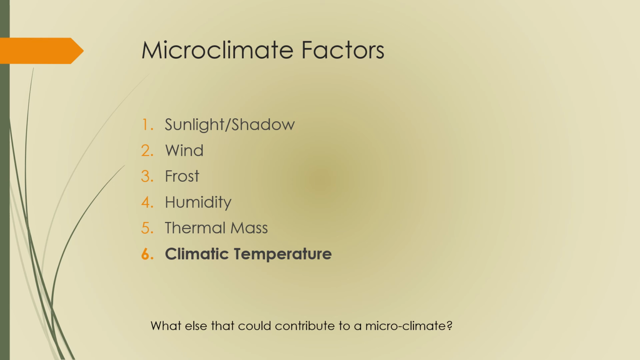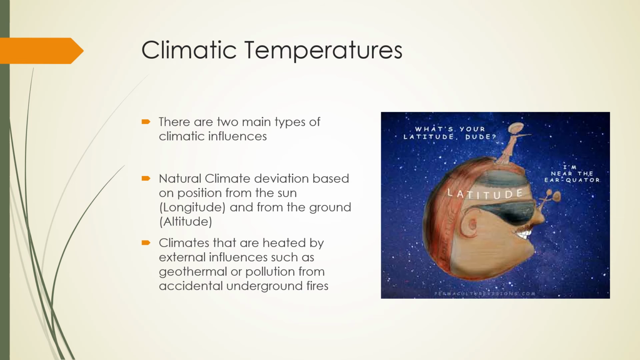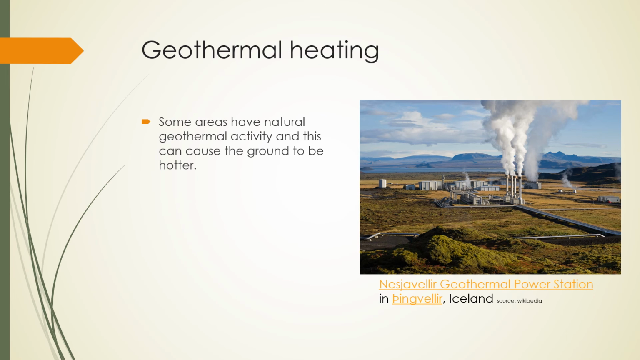Now, the last factor to consider from microclimate is the general climate of the area. So you've got your natural climate from your longitude and your latitude. And then you've got external influences such as geothermal and pollution. They're the main. Some areas in the world have more volcanic activity than other areas. And so some places actually can have geothermal heating. The heat from the volcanoes help to heat the homes. That includes Iceland, New Zealand, and some parts of Canada.